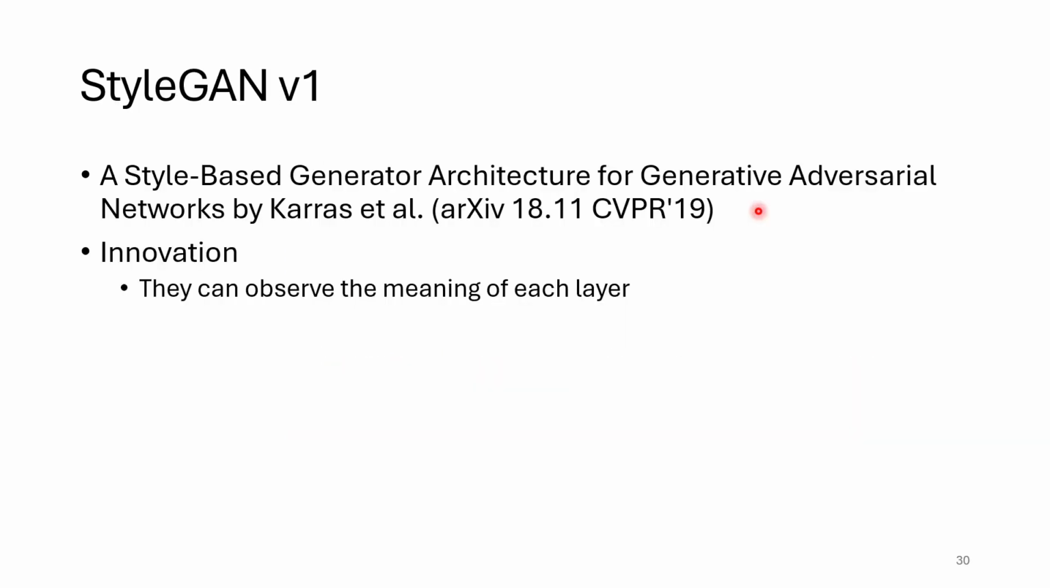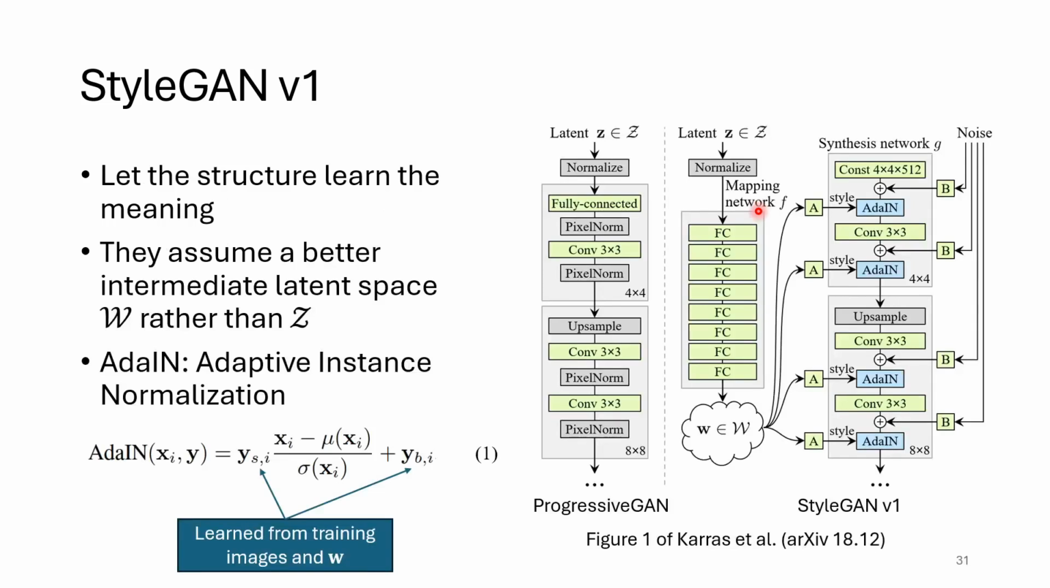And then next year they developed StyleGAN. They based it on their previous research work, Progressive GAN, and developed a new style network architecture.